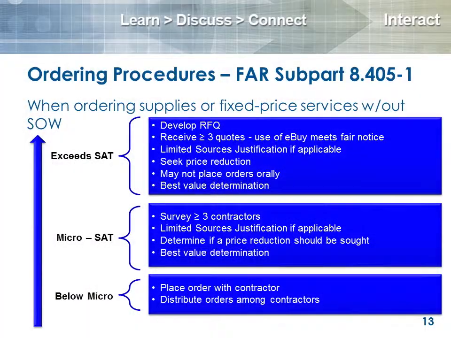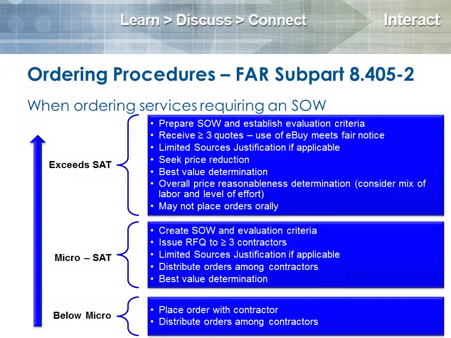And so that's how the FAR says, if you will, that fair notice has been met, because all the vendors under that particular schedule and SIN will have the capability of seeing it if they look, even though they didn't get the email through the GSA eBuy system because you didn't select them. LSJ, if it's applicable, seek a price reduction because you're above 150. And then, if you will, you can't place these orders orally where you could in the other methodologies. And you're going to be doing this based on best value.